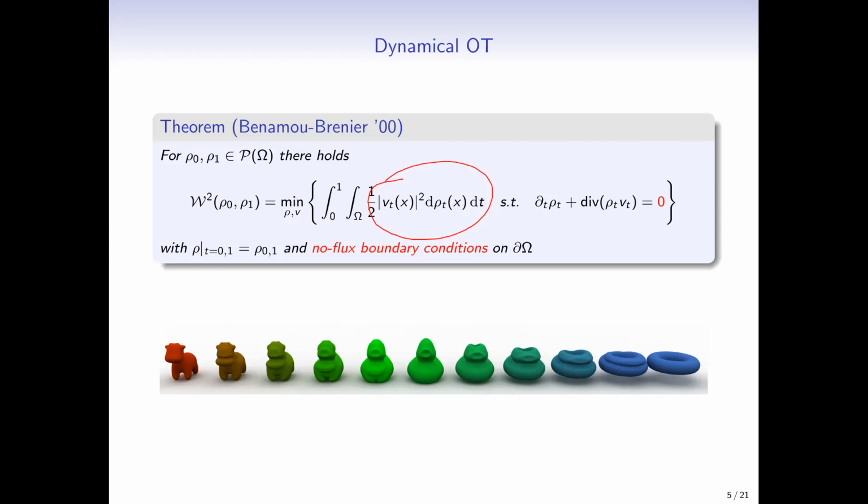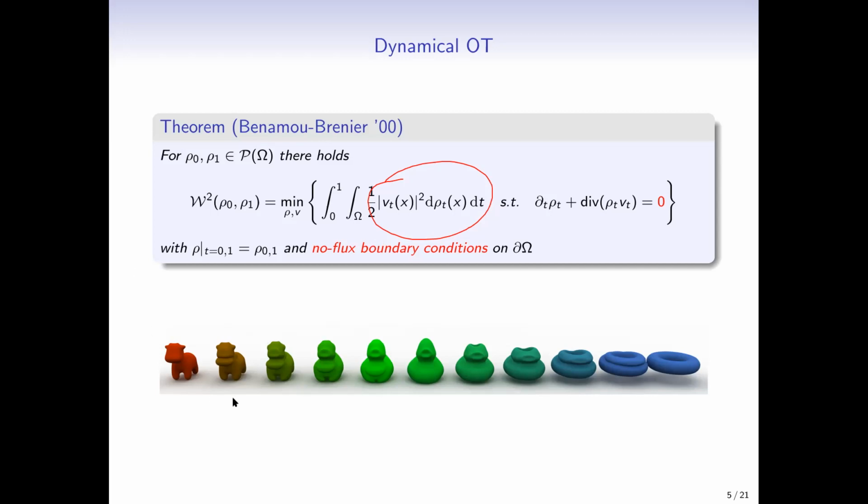And the theorem is that if you infimize this global average kinetic energy among all possible solutions of the continuity equation that match your boundary conditions, which is ρ0 at time 0, ρ1 at time 1, then you do retrieve the previous Wasserstein distance, or actually the squared Wasserstein distance. So you see here that this is a dynamical formulation of optimal transport. In particular, it allows a very nice interpolation, if you'd like.